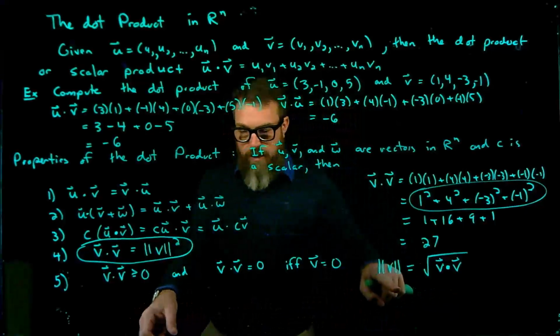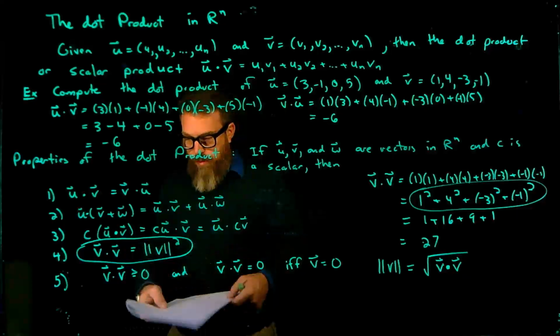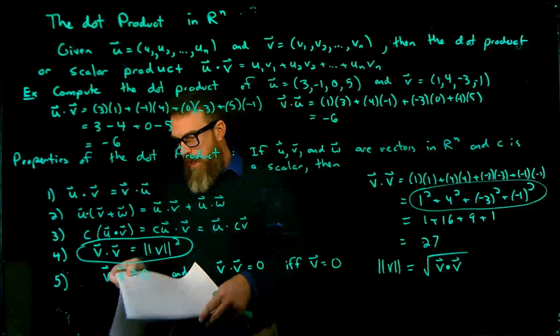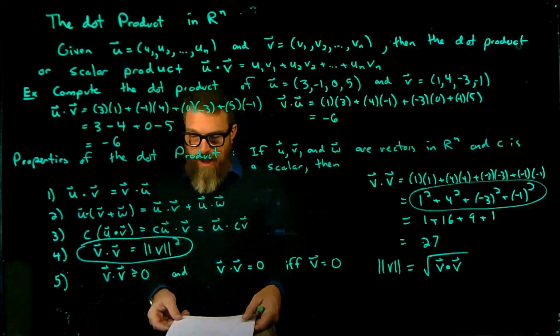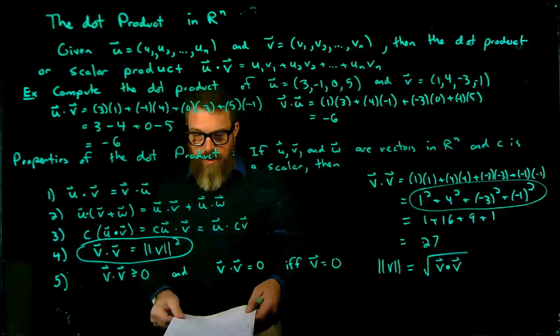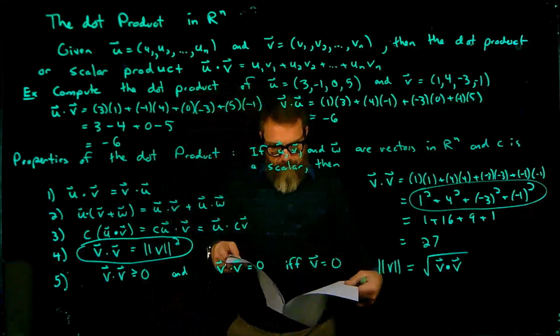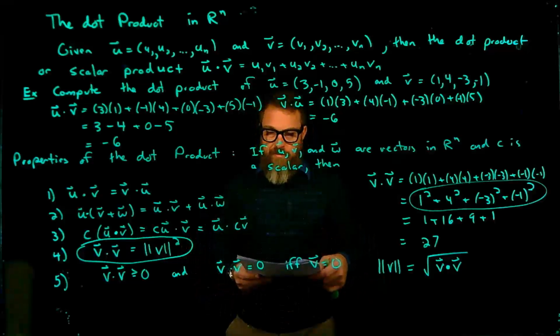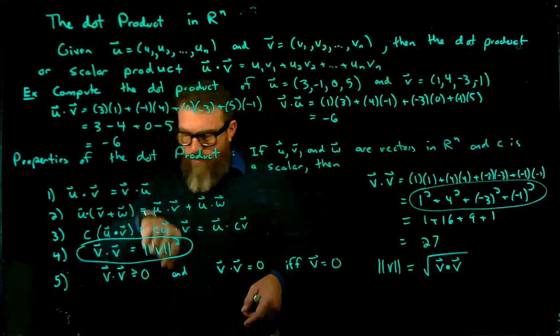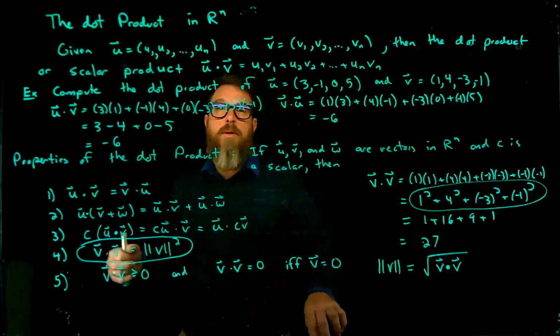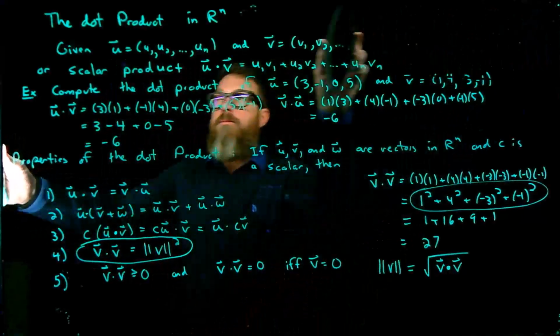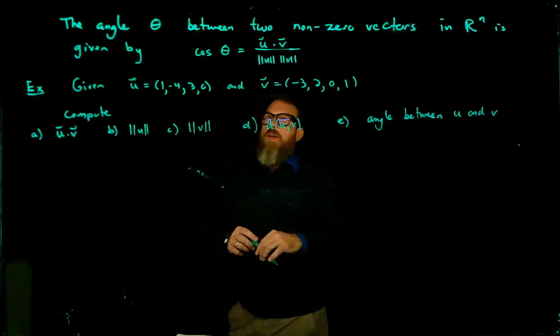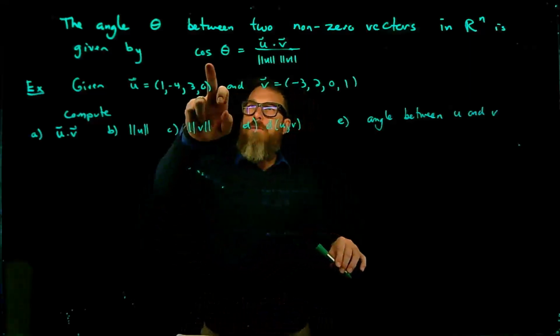So let's take this and explain what we can use it for. Our last thing is going to be talking about the angle. So here's our last example, and really we want to talk about the angle between two vectors.